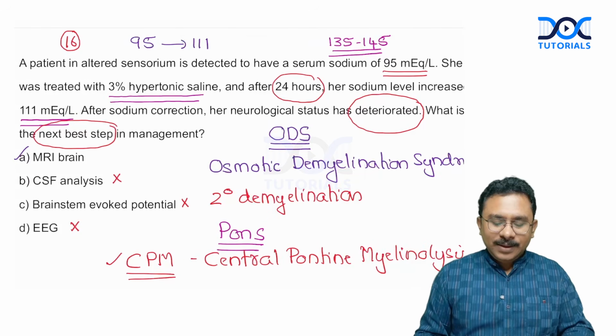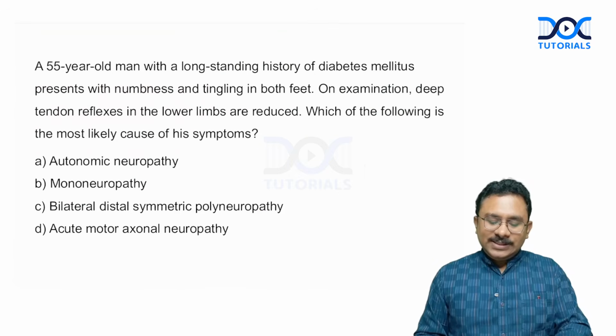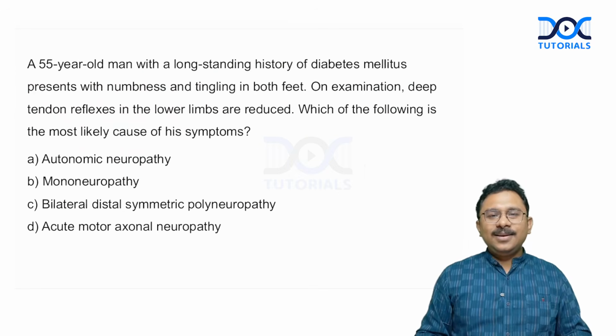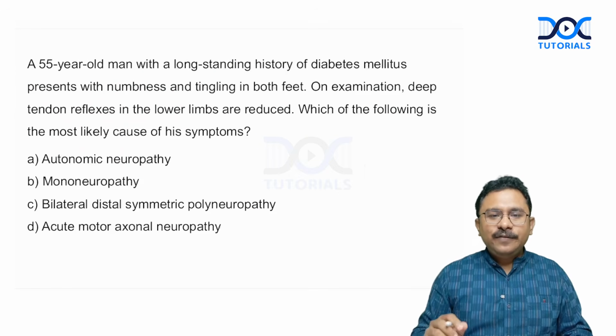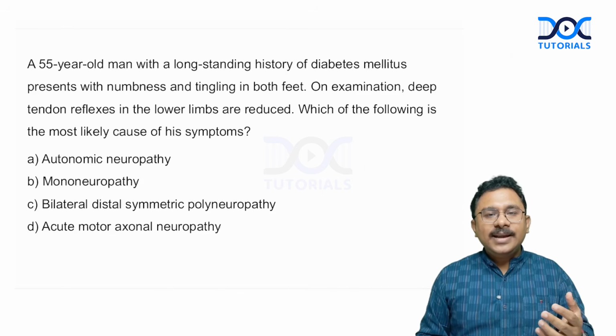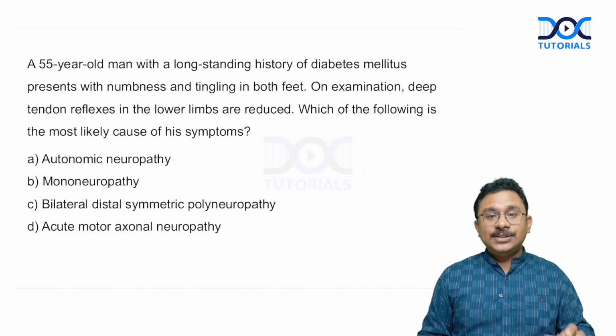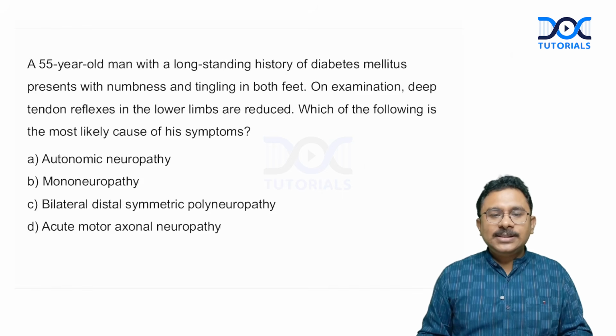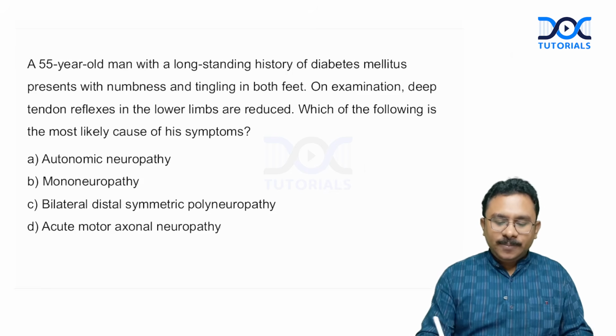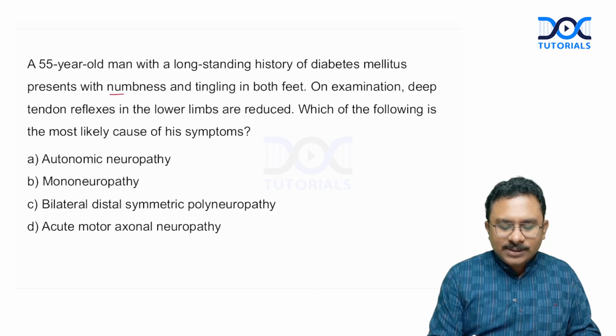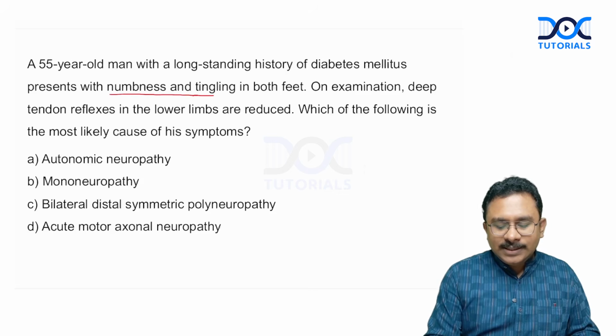Okay, right. Let's go to the next question. Right. So what is the next question? A 55-year-old man with a long-standing history of diabetes mellitus. So long duration of illness. Patient has presented with numbness and tingling in both feet. So long duration diabetes patient presenting with sensory symptoms in both feet, you're definitely thinking about diabetic neuropathy.